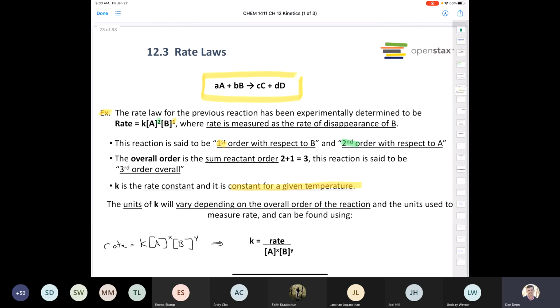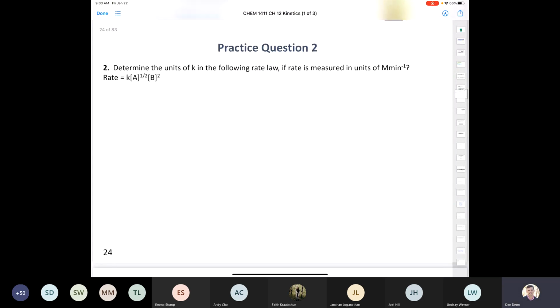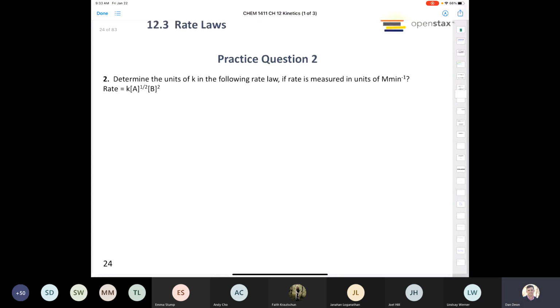Well, with that in mind, let's take a look at an example where we're going to determine the units of a rate constant. So remember, small k is the rate constant. Determine the units of the rate constant in the following rate law if the rate is measured in units of molarity per minute. So moles per liter per minute. That's what M times M to the power of -1 is.